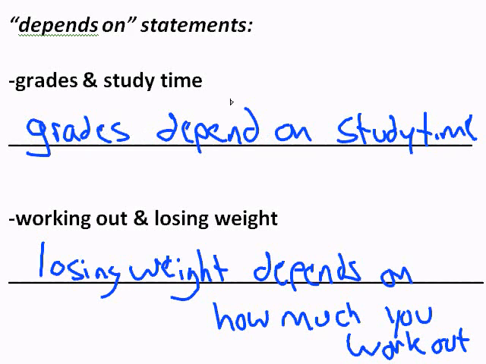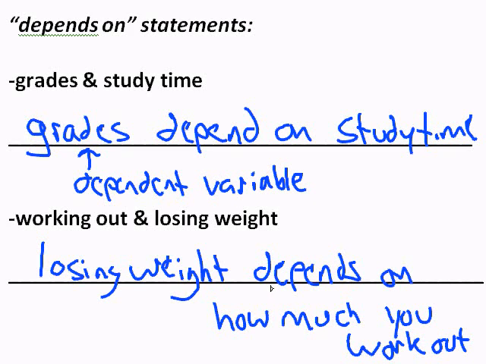The thing that depends, such as grades, this is your dependent variable. So in this case, which one's the dependent variable? Is losing weight dependent, or is the amount you work out dependent? Well, losing weight is the dependent amount in this example.